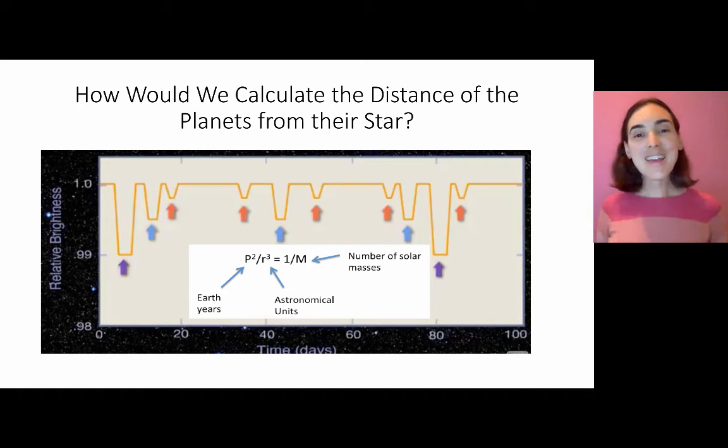So if we do this, we can actually solve for what the distance of the star from its planet is. We can actually solve for r because we can see p right here on this light curve. We can see the period on the light curve, so we can calculate the distance of the planet away from its star, as long as we know the mass of the star. Really powerful technique to learn about worlds outside of our solar system.